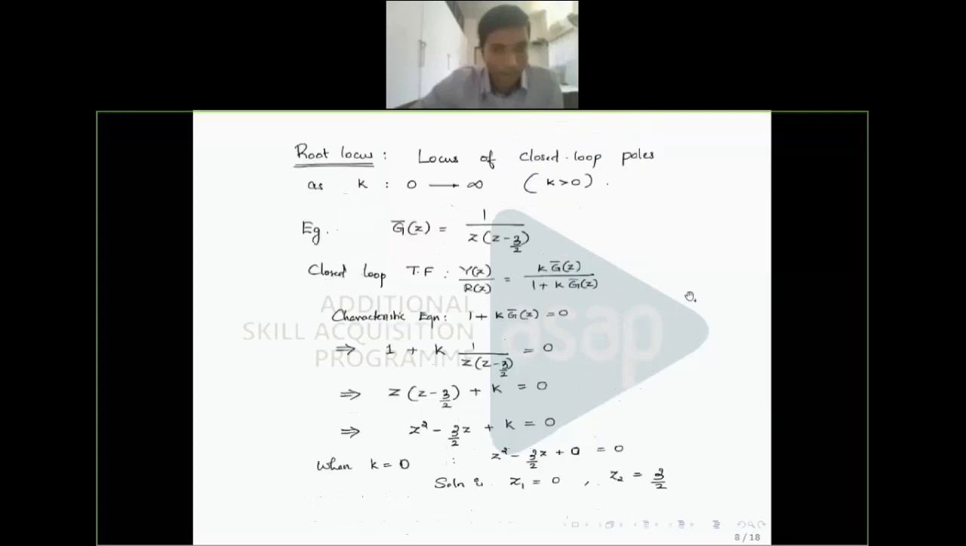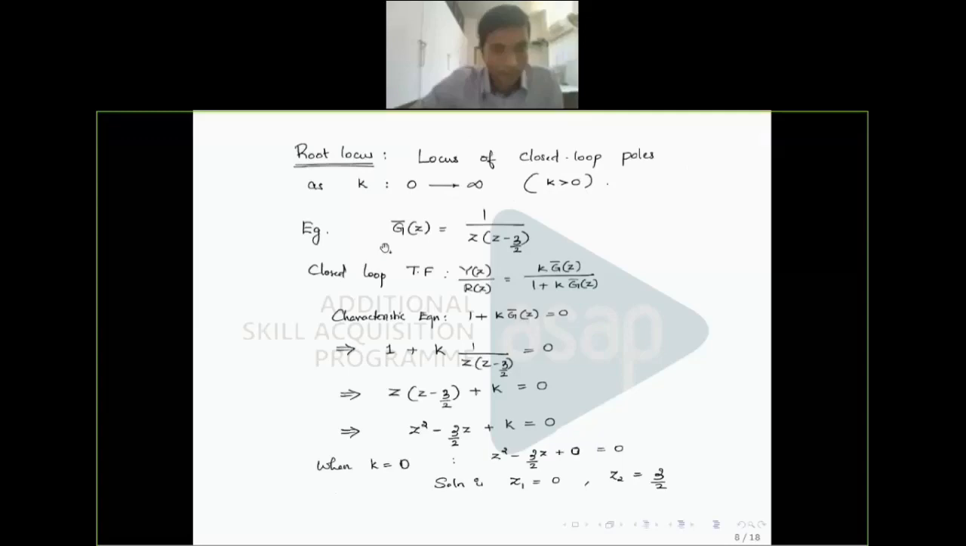Now let's take an example to see the meaning of the root locus. I already mentioned the root locus is the locus of closed loop poles. It's very important that you understand it's not about open loop poles. It's about the closed loop poles as the gain varies. What is that gain? It is basically the controller gain, and it comes into the open loop transfer function. So it is the locus of closed loop poles as the controller gain k is varied from 0 to infinity. Here we are considering positive numbers, k greater than 0.